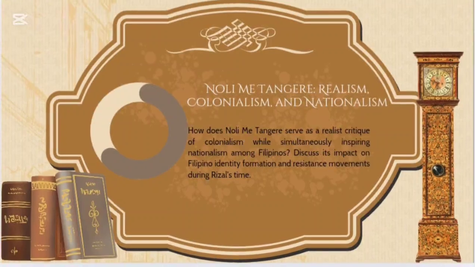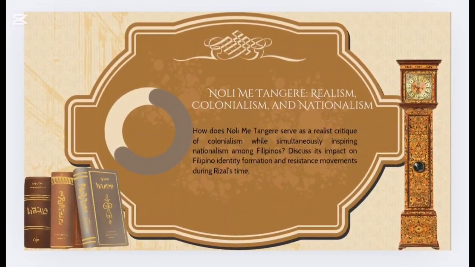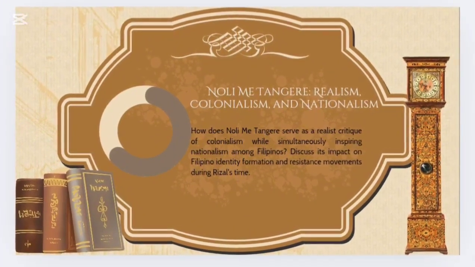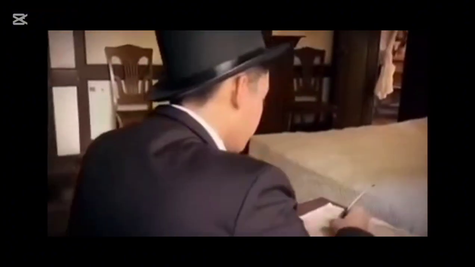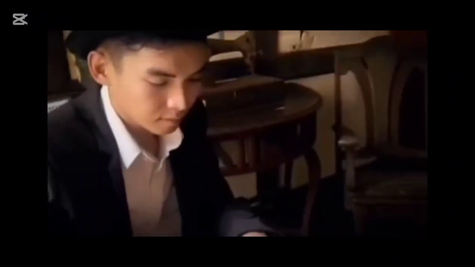How does Noli Me Tangere serve as a realistic critique of colonialism while simultaneously inspiring nationalism among Filipinos? Discuss its impact on Filipino identity formation and resistance movements during Rizal's time. Noli Me Tangere is a famous book that criticizes the Spanish rule in the Philippines. It shows the unfair treatment, corruption, and the poverty that Filipinos face under colonial rule.